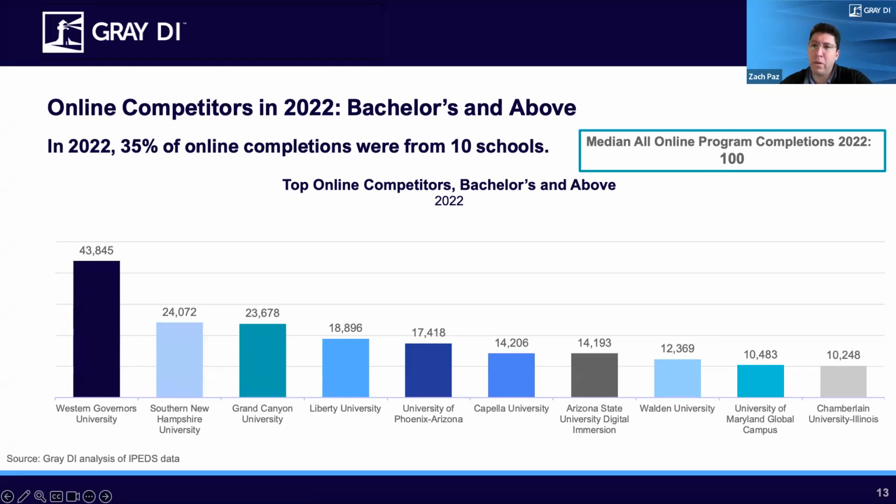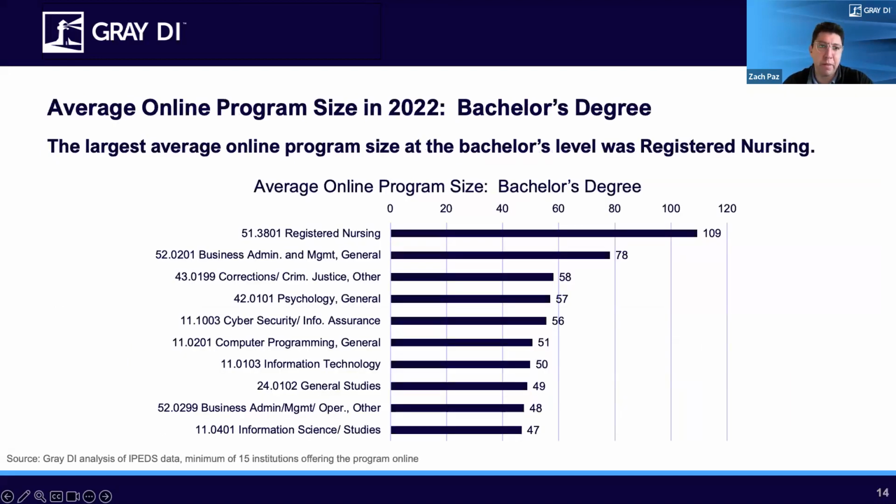I did want to also show you from a different perspective than we usually do. We usually show median and average program size for on-ground programs, but I wanted to also illustrate the size of some of these online programs, looking at the average for bachelor's degrees. And so the largest bachelor's degree program is registered nursing. I think we all could have guessed that. RN to BSN is a huge online program. And then you can see some of the other, and so the average is about 109 graduates. So it's obviously a pretty large program. Following that, business administration, corrections, psychology, here's cybersecurity, computer programming, and even information sciences. So these are the largest by average program size at the bachelor's degree.